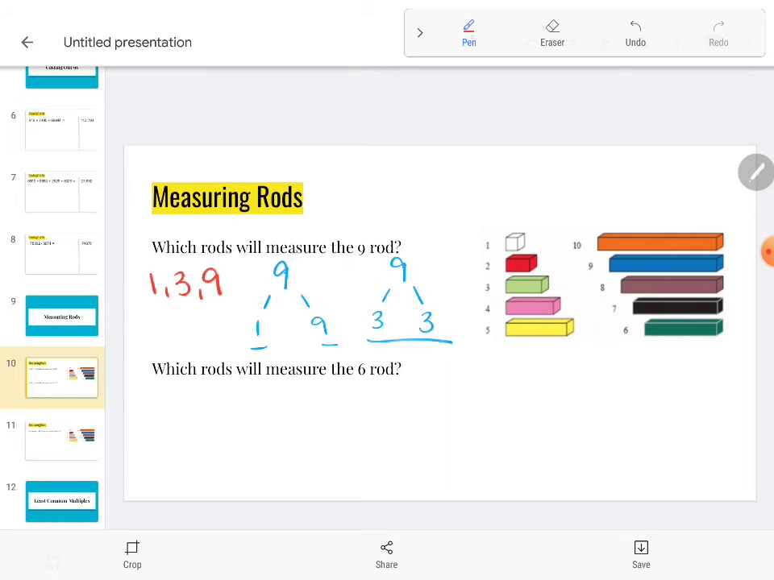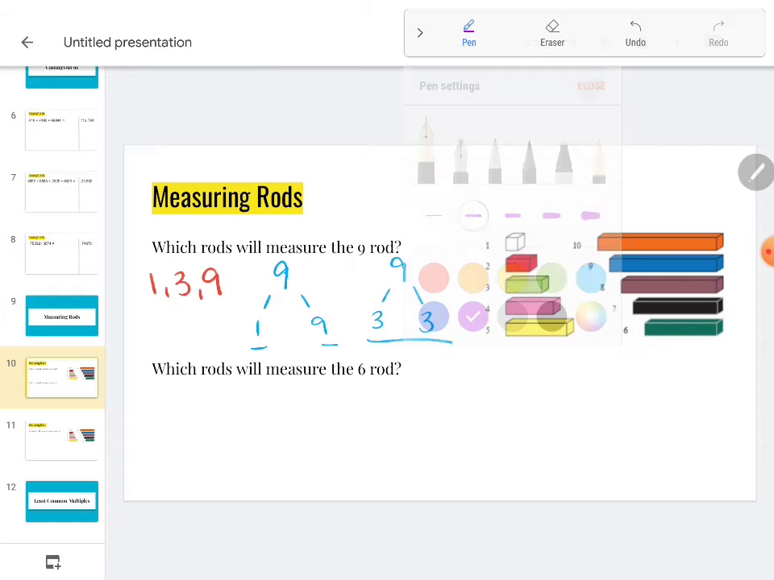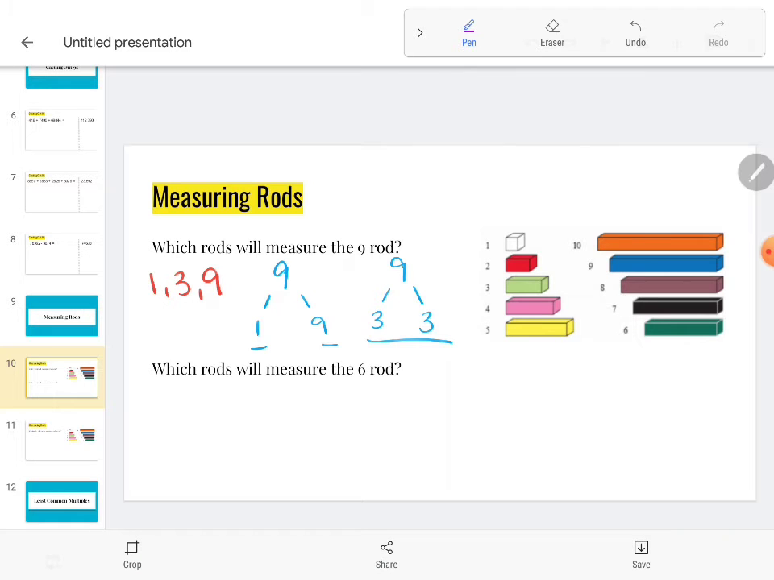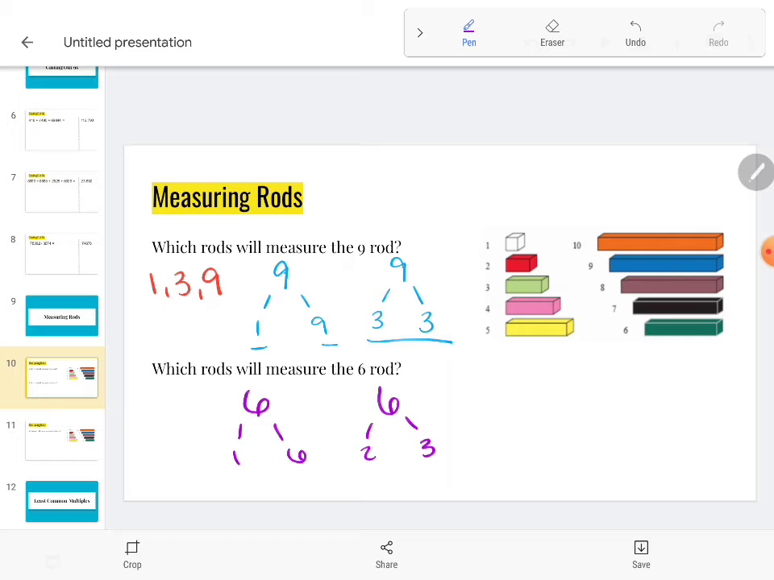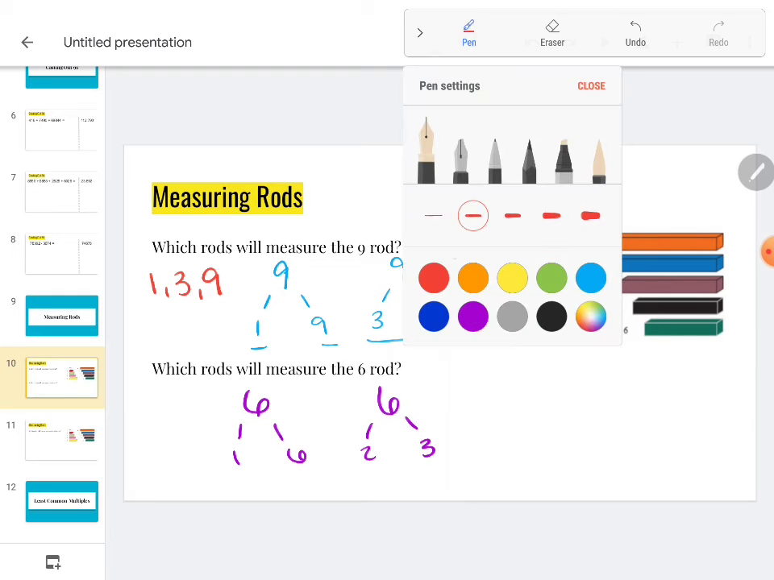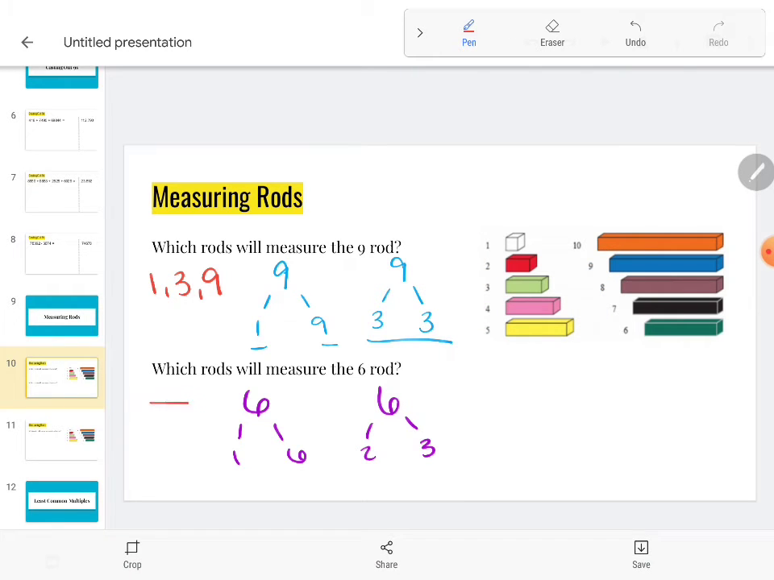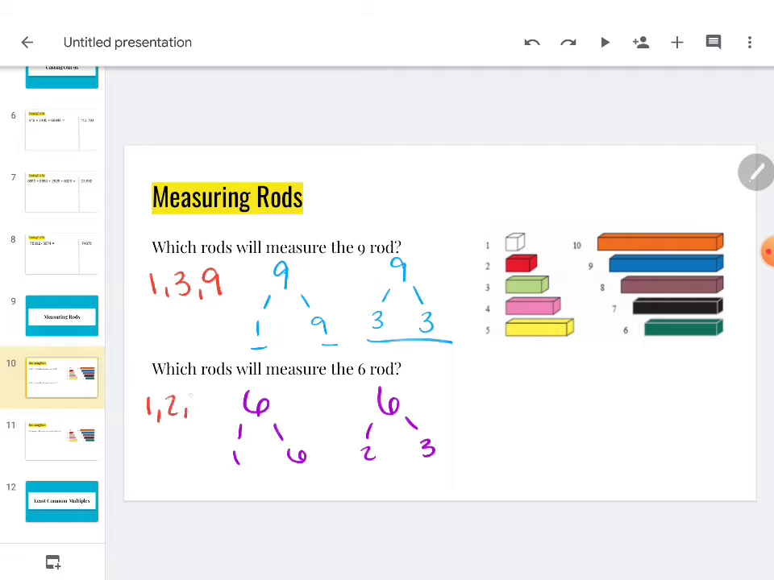Again, we're going to do the same thing with the 6 rod for our next question, which rods will measure the 6 rod. We're going to put a 6. We know that 1 and 6 will make 6. 6 is also an even number, so it's divisible by 2 and 3. So when we go to write our solution out, we can actually put 1, 2, 3, and 6.